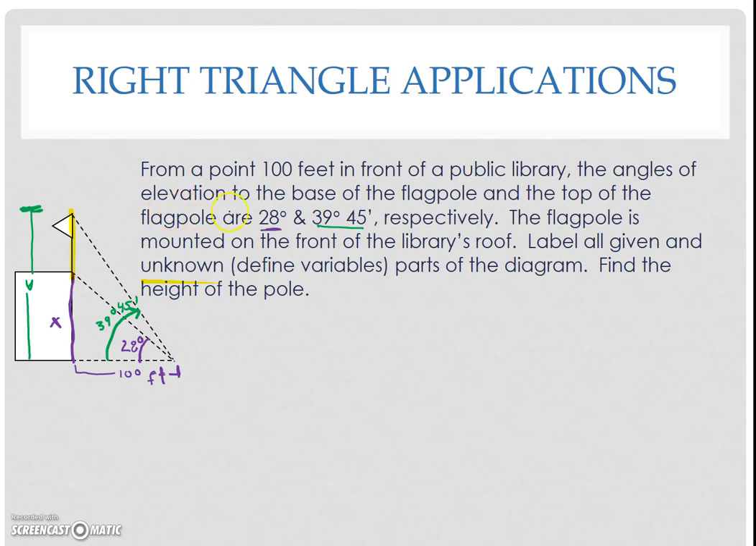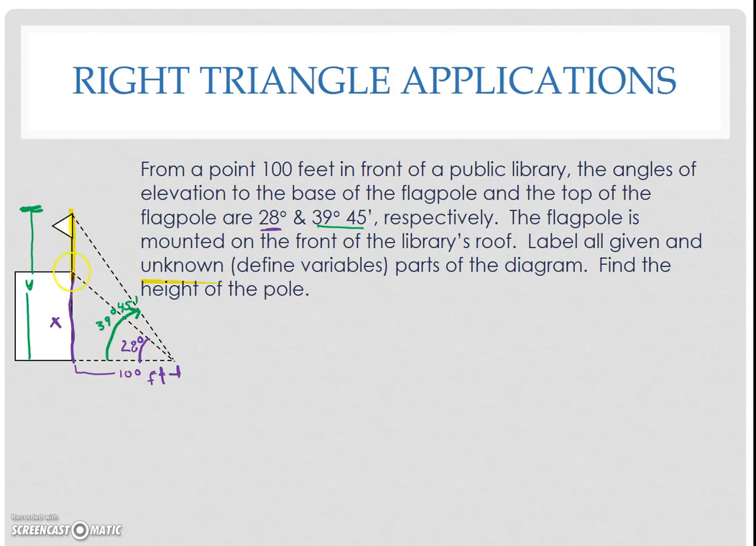And we're given the angle of elevation to the base of the flagpole and to the top of the flagpole, 28 degrees and 39 degrees, 45 minutes respectively. So the angle of elevation is always going to go from the ground upwards. It's always going to be how we define our angle of elevation.